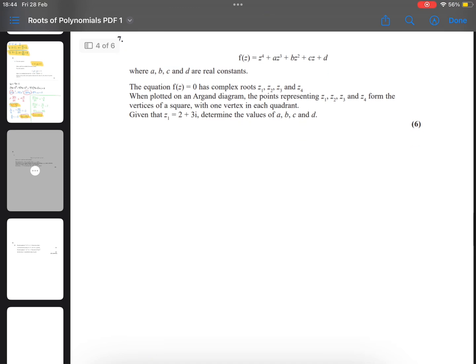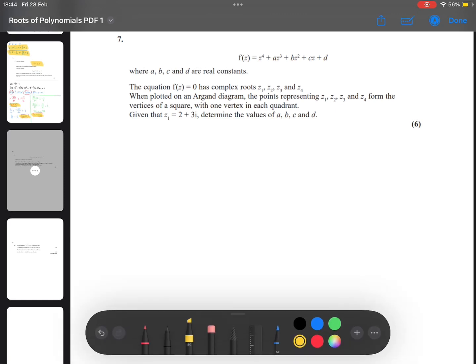So f of z is z to the 4 plus az cubed plus bz squared plus cz plus d, where a, b, c, and d are real constants. And they have roots z1, z2, z3, and z4. When plotted on an Argand diagram, the points representing these roots form the vertices of a square, with one vertex in each quadrant. Given that one of the roots, z1, is 2 plus 3i, determine the values of a, b, c, and d.